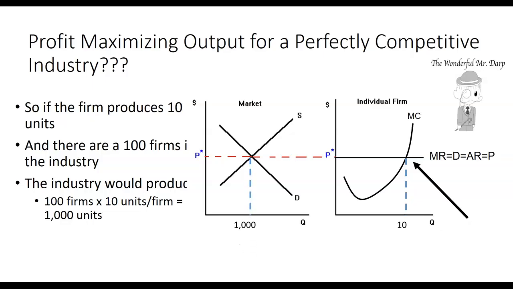This is why we can't just put Q on the bottom here, because these are two separate numbers. So QF for firm, QM for market is kind of what I typically do. And yes, you definitely need to be labeling the two different graphs, the firm and the market.